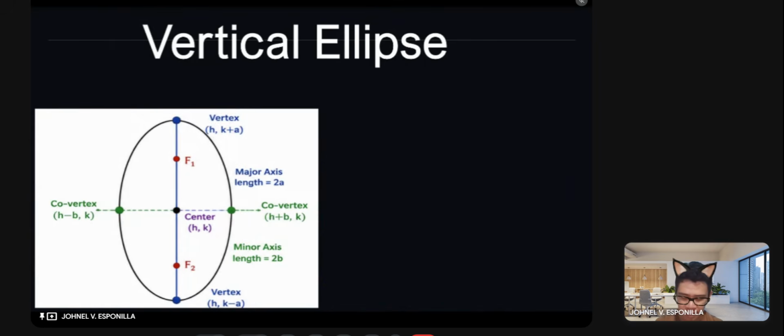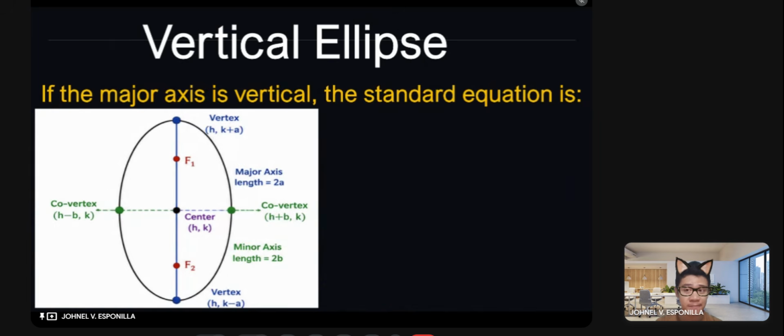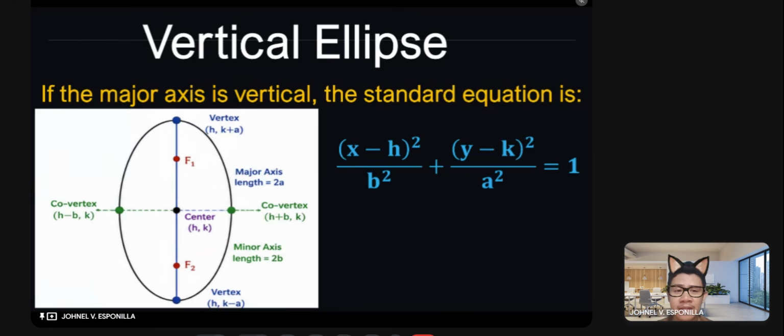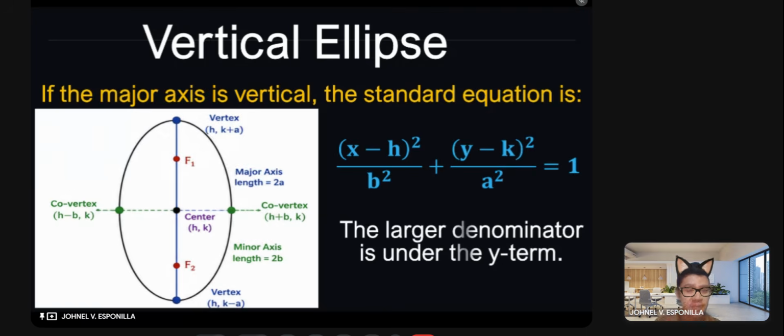So sa vertical ellipse naman, kabaliktaran, yung major axis ay vertical. Okay, yung mahabang bahagi ng vertical ellipse ay patayo. Okay, so from up to down. So nasa vertex. Okay, so ang formula is kabaliktaran, no? Yung larger denominator naman ay makikita po sa baba ni y term. Sa y term naman. Okay?